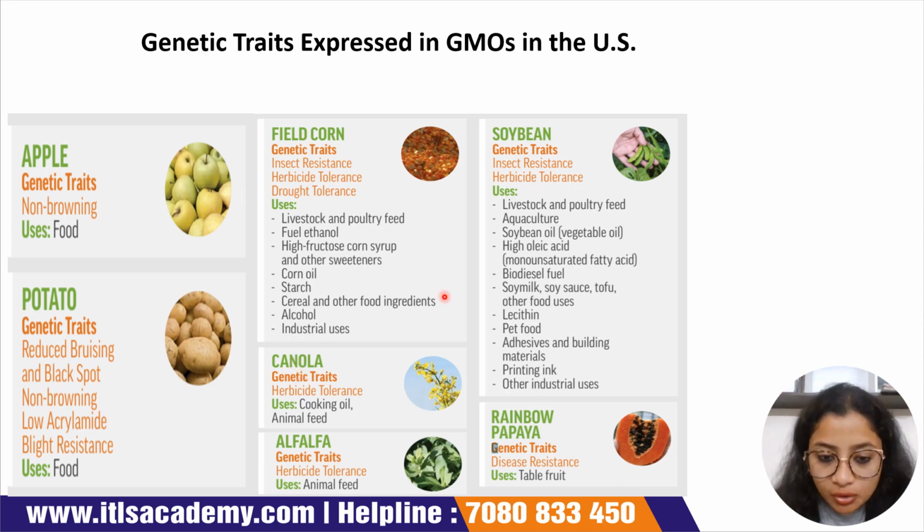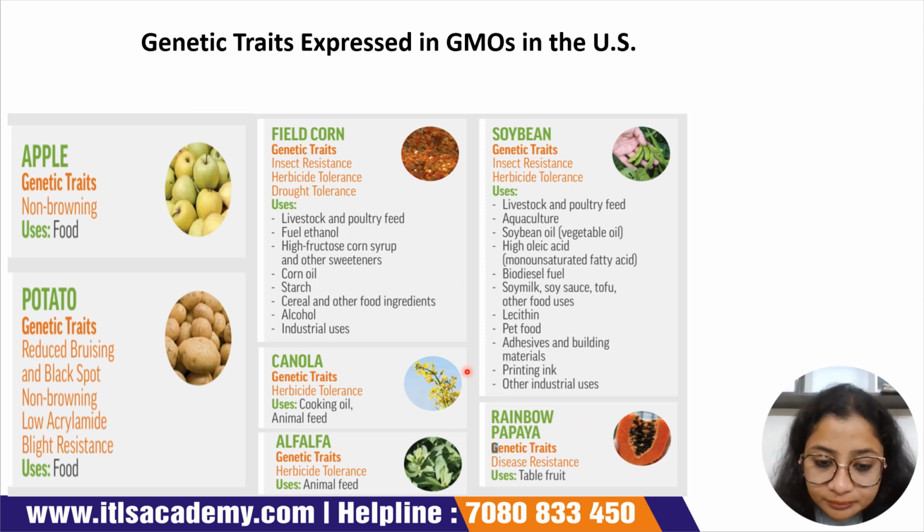Then we have field corn. In field corn, look, what will the genetic traits be? Insect resistance, herbicide tolerance and drought tolerance. Uses will be livestock and poultry feed. It will be fuel ethanol. High fructose corn syrup and other sweeteners can be made from this. Corn oil can be made, starch can be made, cereal and other food ingredients can be made, alcohol can be made, and industrial uses can also be done.